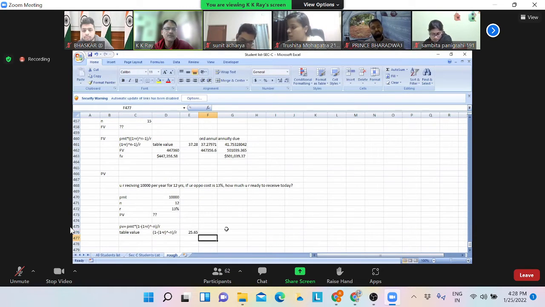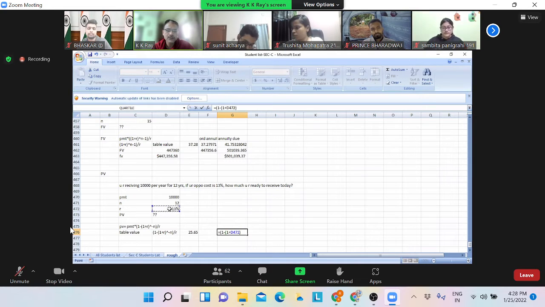25,650 is the table value. So if you calculate the table value like this: 1 minus (1 plus 13%) to the power minus 12, divided by this one.